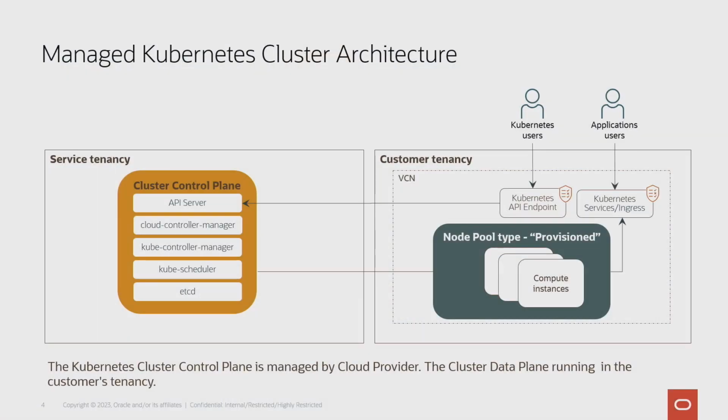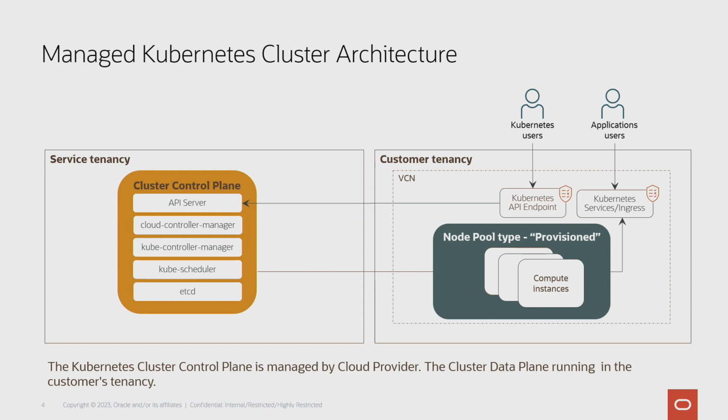So this is how a typical managed Kubernetes cluster architecture looks, right? There are two components in the Kubernetes world. One is the control plane, what we call the heart of Kubernetes. And then on the right, in the customer tenancy, you have something called your workload, or data plane, or a set of compute instances on which you deploy your microservices.